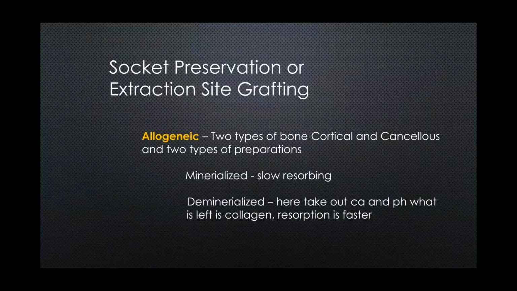Okay, so next category, we talked about autogenous, now is allogeneic. There's 2 different types of bone preparations for allogeneic. There's cortical and cancellous types of bone, and 2 preparations. There's mineralized and demineralized. Okay.